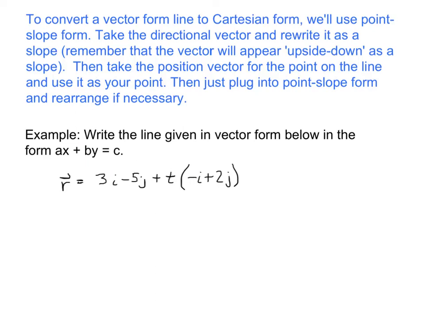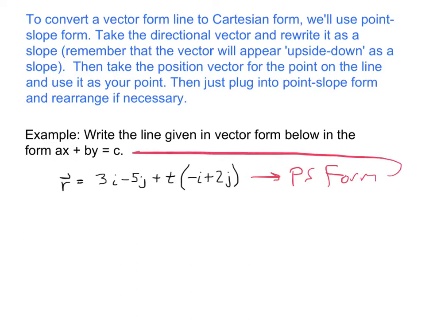Okay. So as an example, write the line given in vector form below in the form ax plus by equals c. Some people get tripped up because they look at this and they say, oh no, that's not point slope form. That's okay. Just take this line. We are going to write it in point slope form. And once we're in point slope form, then we'll put it into this, I guess we call it standard form. So it may be helpful for you to first rewrite this line so you can actually see it in vector form, right? So vector form means there's a position vector, a point on the line, plus time times the directional vector.